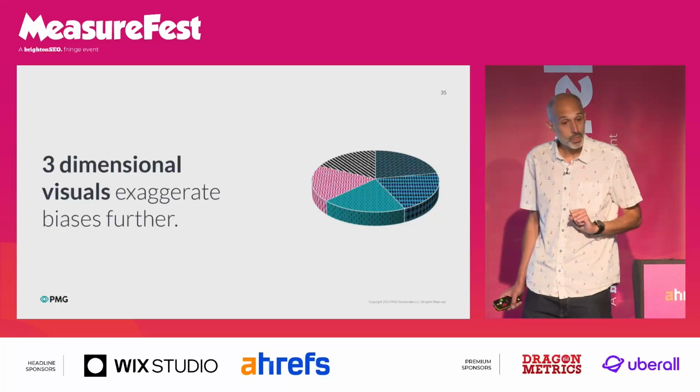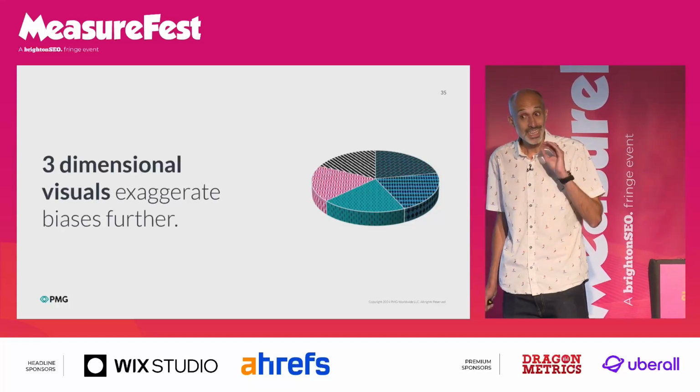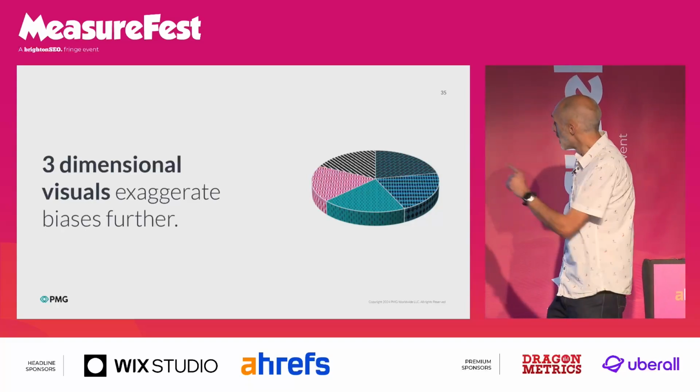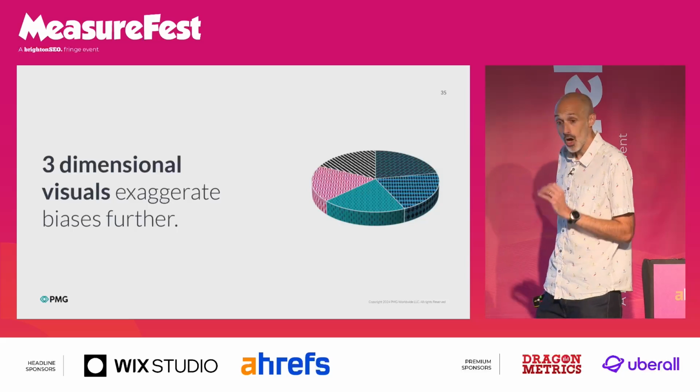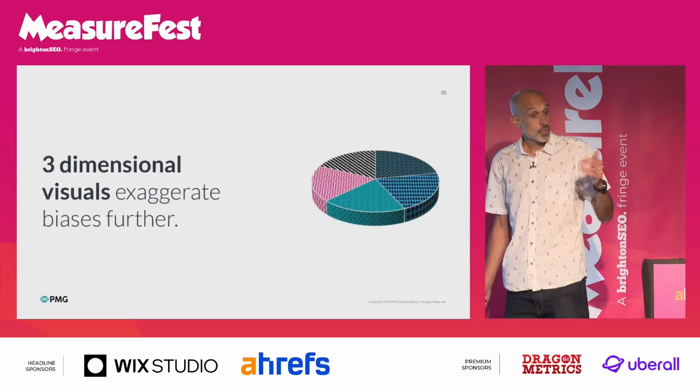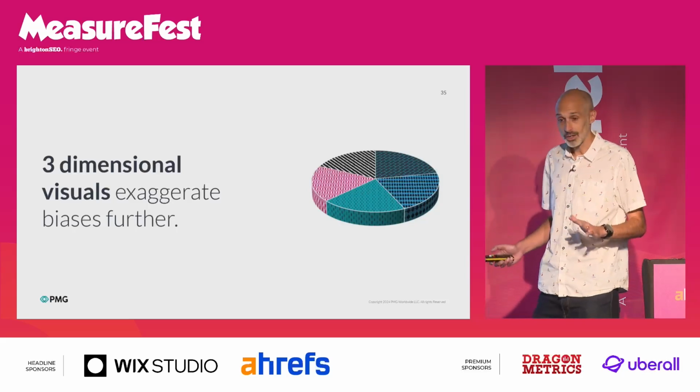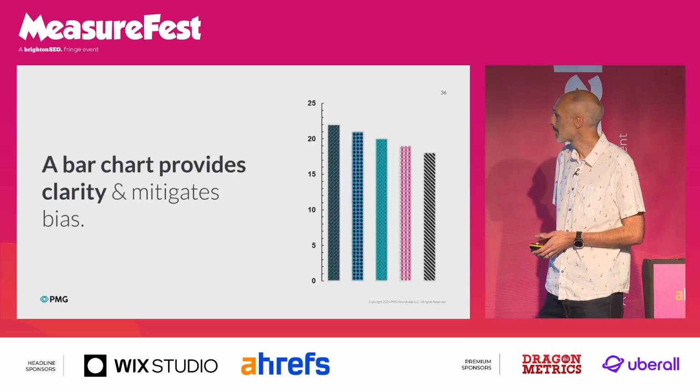This is our pie chart from 2 slides ago in 3 dimensions. It's added additional visual distortion. We can see now the 3 pie segments at the front arguably look bigger because they've got depth. The 2 at the back don't. So avoid pie and donut charts, avoid 3Ds as well.